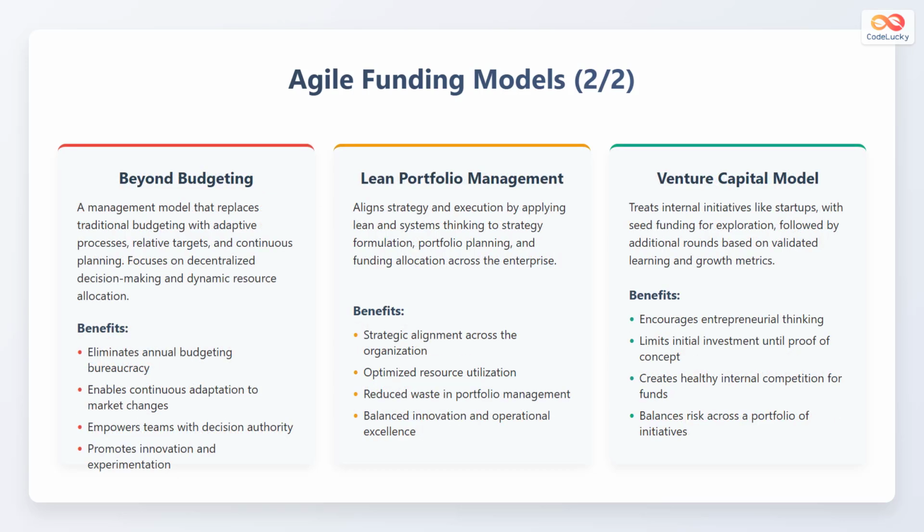Here are some other Agile funding models. Beyond budgeting is a management model that replaces traditional budgeting with adaptive processes, relative targets, and continuous planning. It focuses on decentralized decision-making and dynamic resource allocation. This model eliminates the bureaucracy of annual budgeting, enables continuous adaptation to market changes, empowers teams with decision authority, and promotes innovation and experimentation.